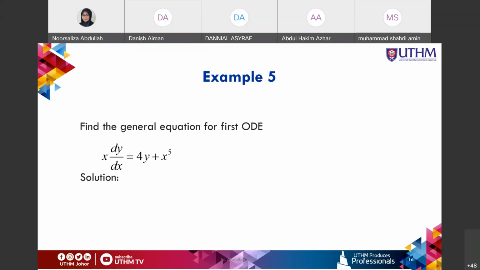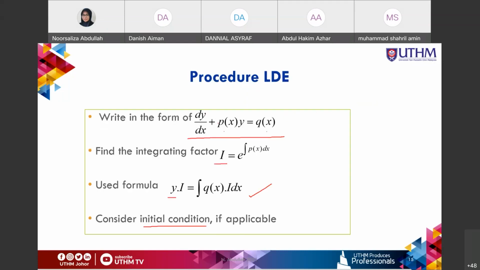Okay, so macam mana nak buat? First step, you kena susun. You have to arrange dy over dx plus Px y equals to Qx. Betul? You have to rearrange these equations in a linear differential equation form. Faham tak? Okay, faham, senang kan?